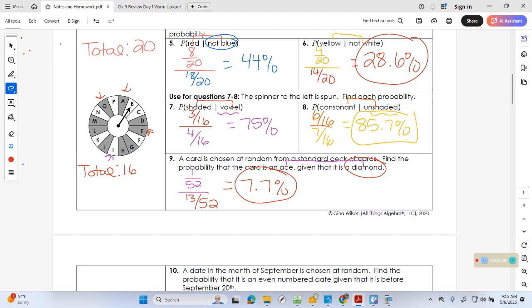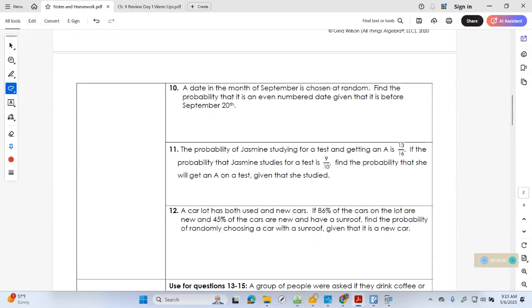Okay, next one. First question. And no judgment here, no judgment. Do you know how many days are in September? Because we need it for this one, the month of September. 30. Okay, so I'm just going to put 30 days in September.